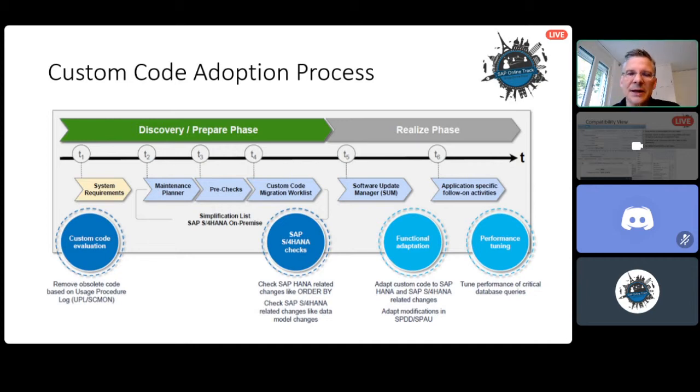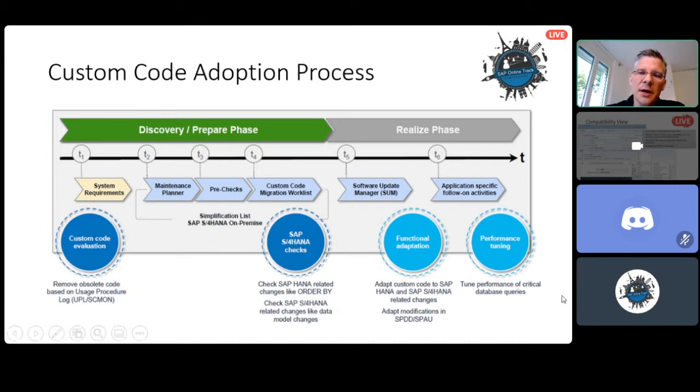Then the second thing is that we do all these code checks, which objects are not there anymore. I will explain later. And the third thing would be maybe performance tuning. So one thing is having the code running. Another thing can be to optimize the performance for HANA and S/4HANA. That's something that in some cases is even done after the go live. It's not necessary to do everything before go live.